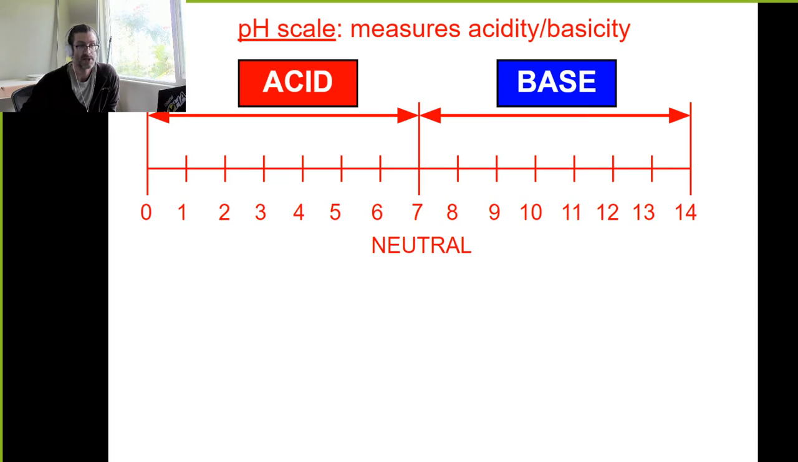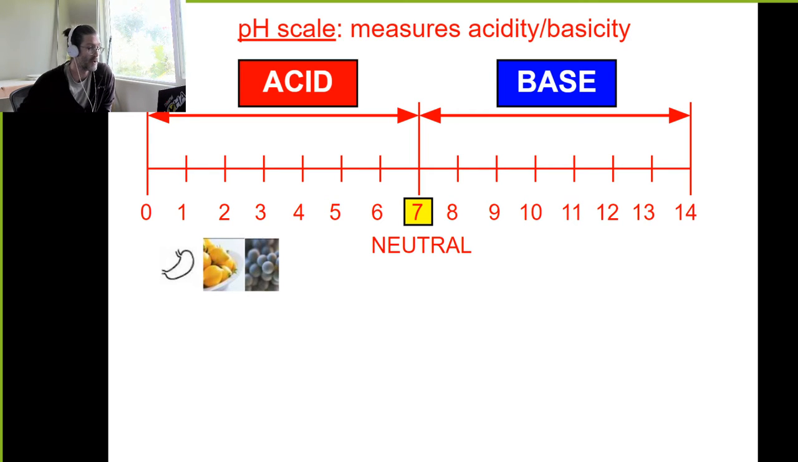We have a pH scale, which measures acidity or basicity. In the middle, the neutral pH is 7. Way over on the left on the acid side are things like your stomach, which has a pH around 1. Lemons, which have a pH around 2. Onward and upward, I think those are grapes. They look like grapes.